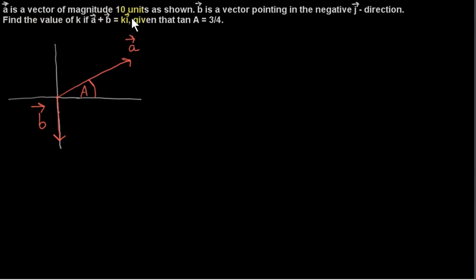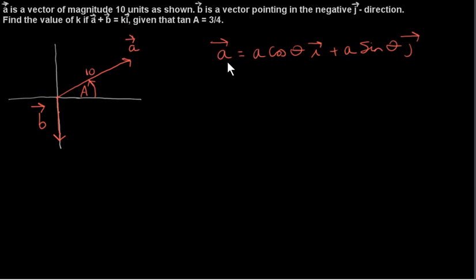A is a vector of magnitude 10 units as shown. B is a vector pointing in the negative j direction. Find the value of k if A plus B equals k times i, given that tan of A equals 3/4. Vector A is actually fully specified. We have its magnitude, which is 10, and we also have this angle here called capital A, because we know that tan of A is 3/4. B, however, is not fully specified. We know its direction, it's pointing in the negative j direction, but we don't know its magnitude.